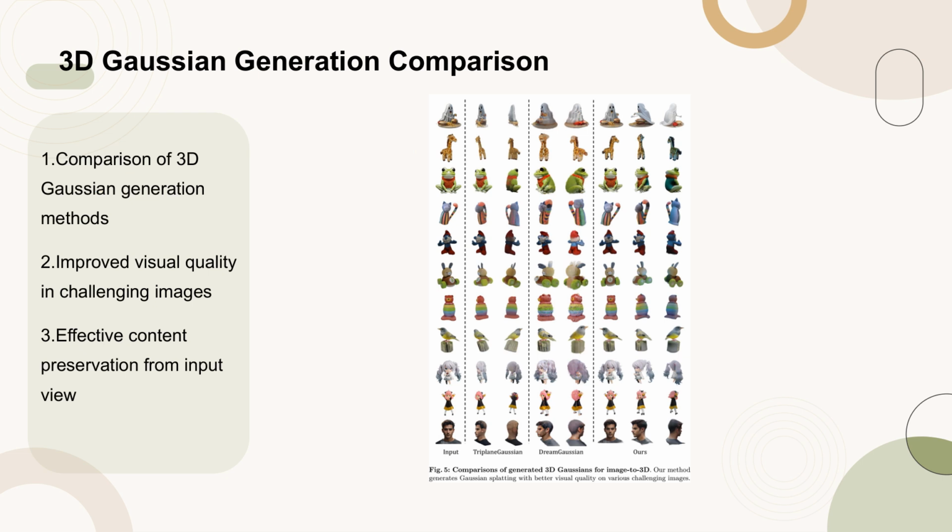Our method is highlighted for producing Gaussian splatting with superior visual quality across various, challenging images. This improvement is crucial for effectively preserving the content from the input view, ensuring that the high-resolution 3D Gaussians can be transformed into smooth, textured meshes with minimal loss of quality.